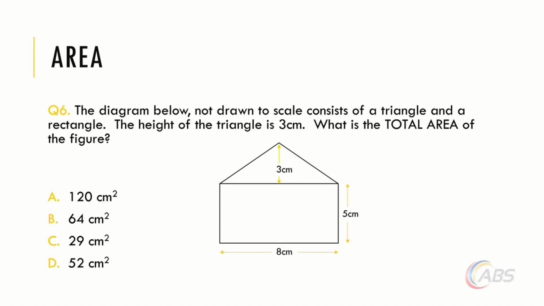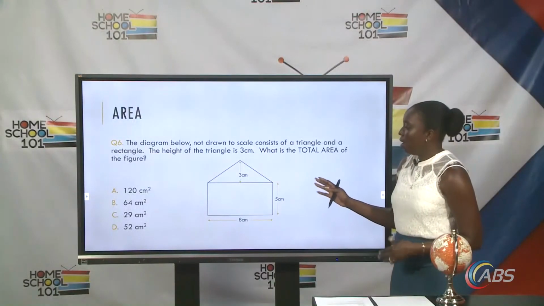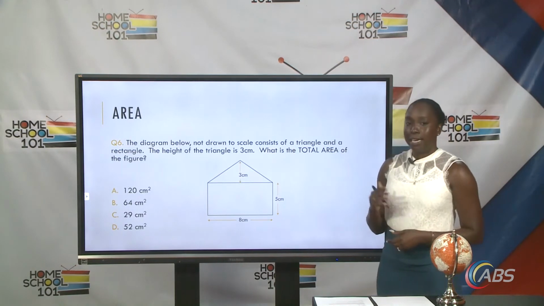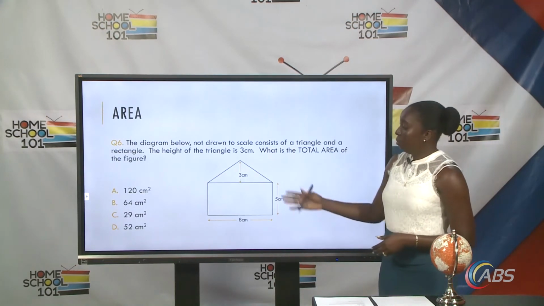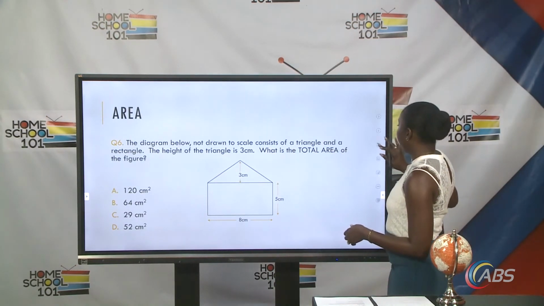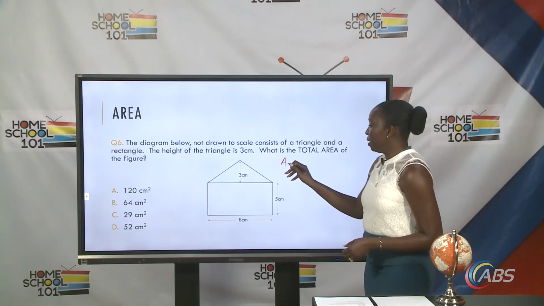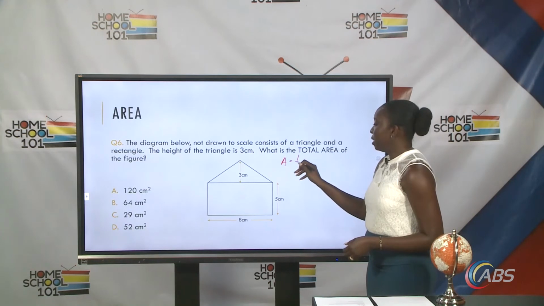So this diagram consists of 2 shapes that we're actually familiar with. And so all we'd have to do in order to find the total area of the shape is to find the area of each part that we know. So we know how to find the area of a triangle. And the area of a triangle, of any triangle, is half base times height.